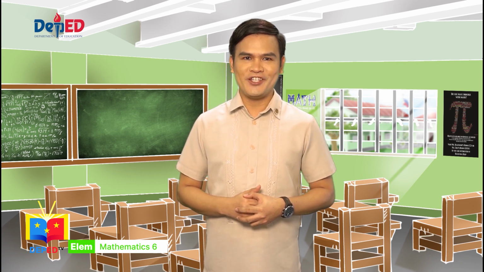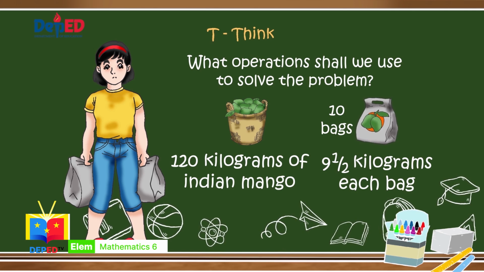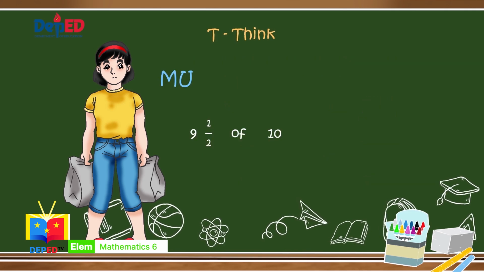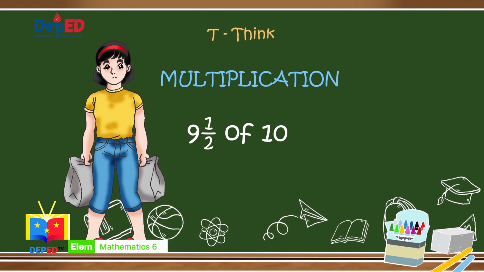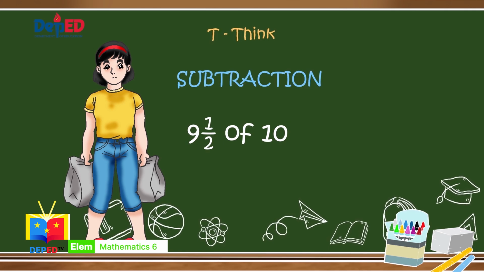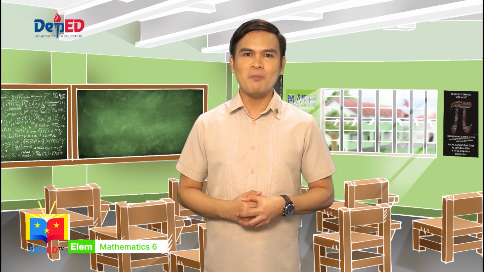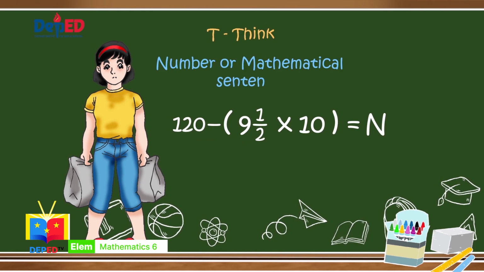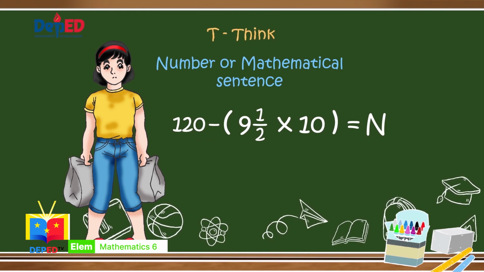Yes, we need 2 operations. To get the total kilograms she had already picked, we need to get 9.5 of 10. So, what is the operation we shall use? Exactly, multiplication. After getting the total kilograms she had picked, what operation will we use to know the number of kilograms of Indian mango still needed by Anna? You are right, subtraction. Let us create the correct number or mathematical sentence. We have 120 minus 9.5 times 10 equals n.